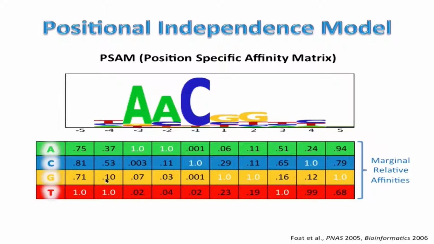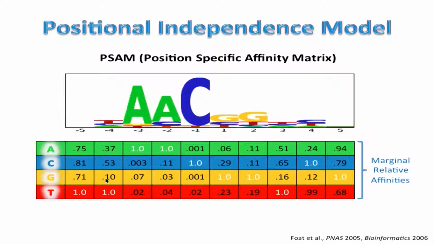Bussemacher lab. There actually are multiple positional independence models out there, and Harman's talked about them. But the one that we use in Harman's lab is this position-specific affinity matrix, or PSAM. And as he's talked about, this is a positional independence model that assumes that every position within the binding site contributes independently and additively to the overall binding free energy that the protein has for a particular DNA sequence. And these matrices, which are different from PWMs, are parameterized in affinity space.